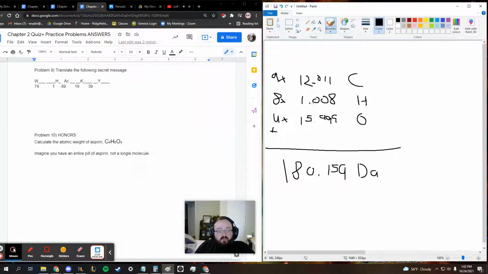So if you were to add up the average mass, if you had an entire pill, you took the average weight, it would be 180.159 Daltons. There is no single atom or molecule of aspirin that has that mass. It all depends on what isotopes you have. If you have an isotope of carbon 13 or oxygen 17, that's going to increase the mass of that specific molecule of aspirin. But as we're going to see in this class, there's a ton of molecules.